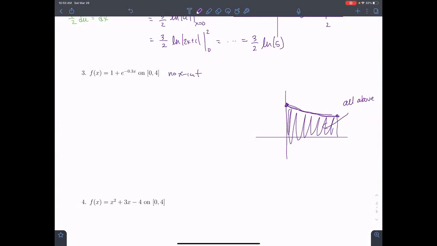So we'll be looking at the integral from 0 to 4 of 1 plus e to the negative 0.3x dx. You need a u substitution here on this one as well. I actually split this into two and did substitution on the second part. So I did the integral from 0 to 4 of 1 dx plus the integral from 0 to 4 of e to the negative 0.3x dx. Do use substitution here. And then this is just x, and then evaluate all of that from 0 to 4.